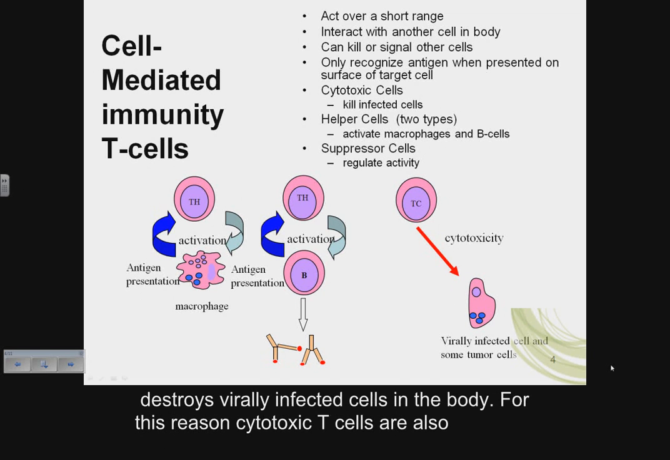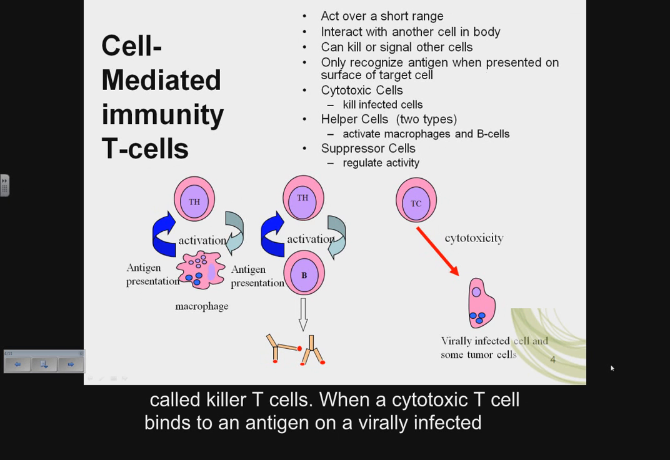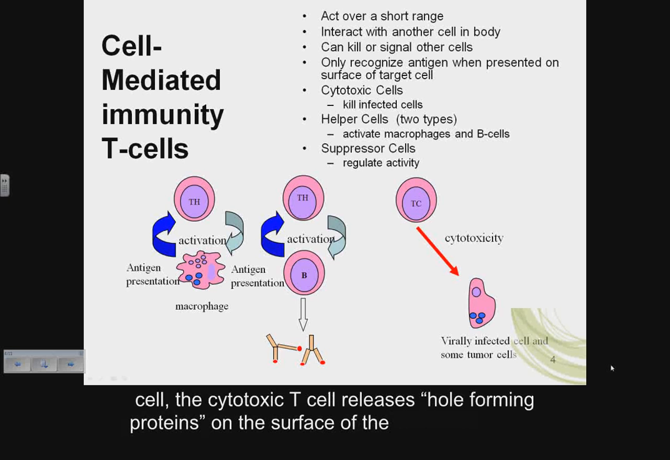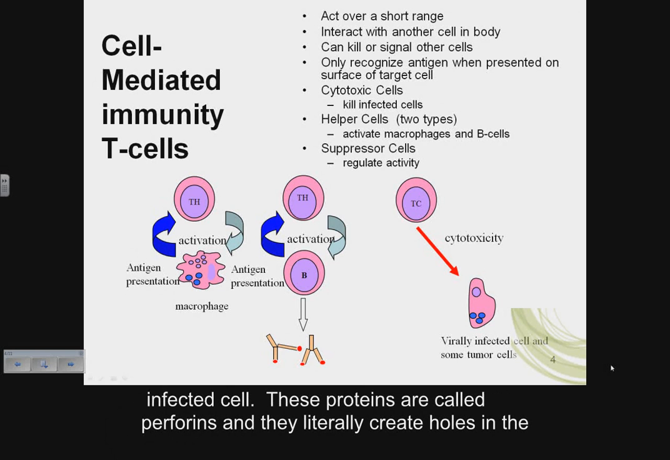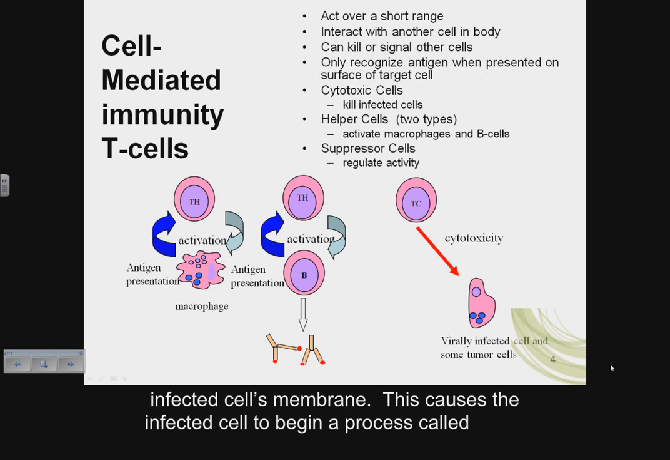The cytotoxic T cell must have direct contact with its target cell. It is capable of destroying microorganisms and destroys virally infected cells in the body. For this reason, cytotoxic T cells are also called killer T cells. When a cytotoxic T cell binds to an antigen on a virally infected cell, the cytotoxic T cell releases hole-forming proteins on the surface of the infected cell. These proteins are called perforins, and they literally create holes in the infected cell's membrane.